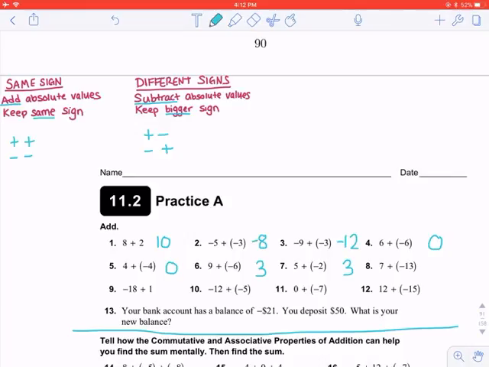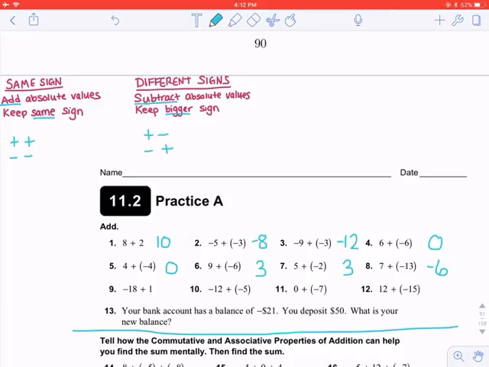Let's talk about it. So on number 8, we have different signs. Step 1 for different signs is you subtract their absolute values. So I'm pretending it's a 7 and a 13. 13's bigger, so I'm going to be doing 13 minus 7. That's 6. Step 2 is to keep the sign of the bigger number. 13 is bigger than 7, and 13's negative, so it's negative 6 is the answer.